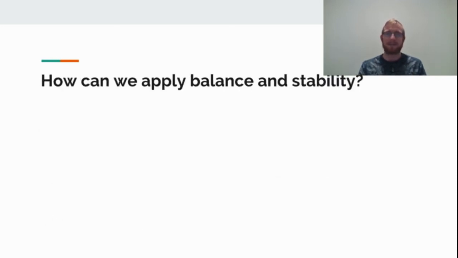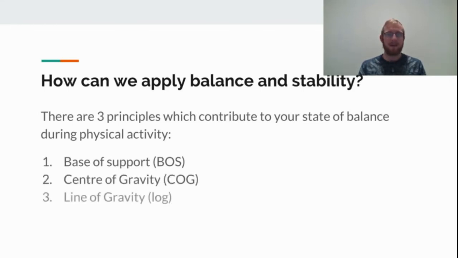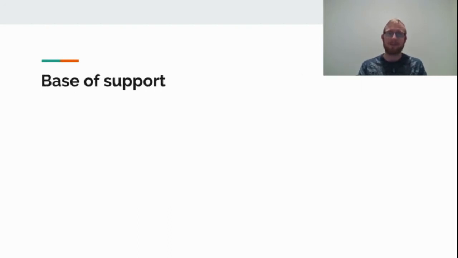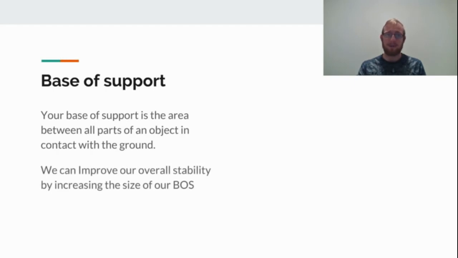How can we apply balance and stability? Well, the three principles that we talked about in the learning intention are as follows. Base of support, center of gravity, and line of gravity. Those three things are the three components which make up your overall balance and stability. Let's go through one by one. Base of support, sometimes abbreviated to BOS. Your base of support is the area between all parts of an object in contact with the ground. We can improve our overall stability by increasing the size of our base of support.